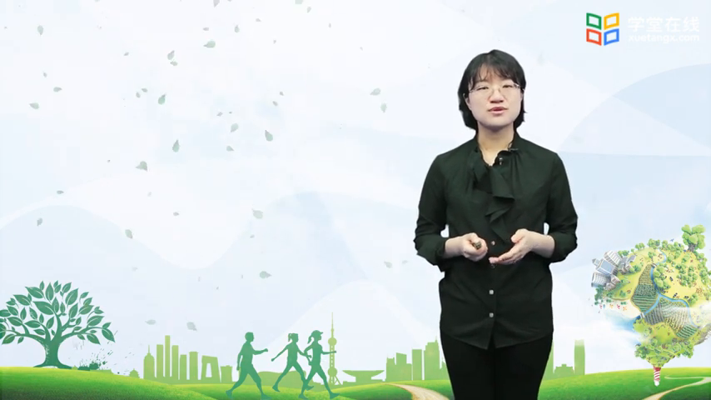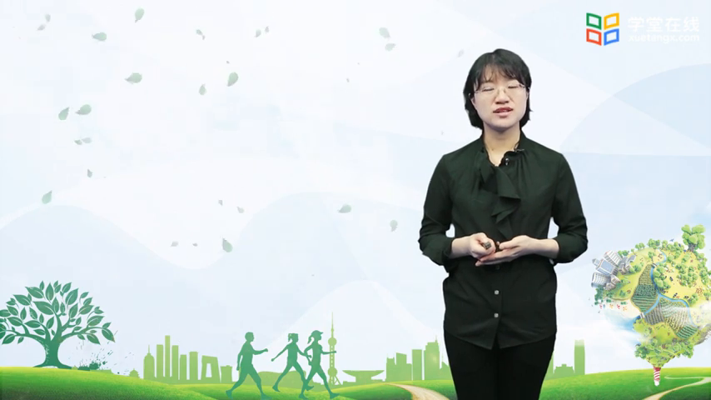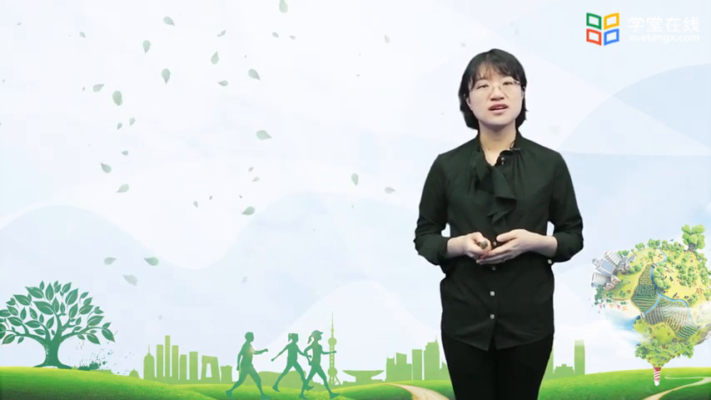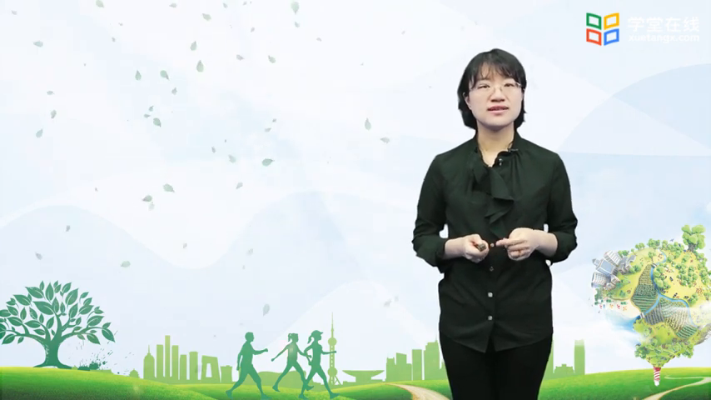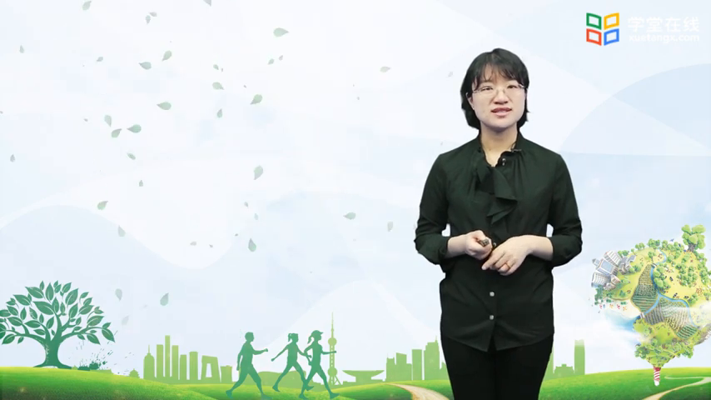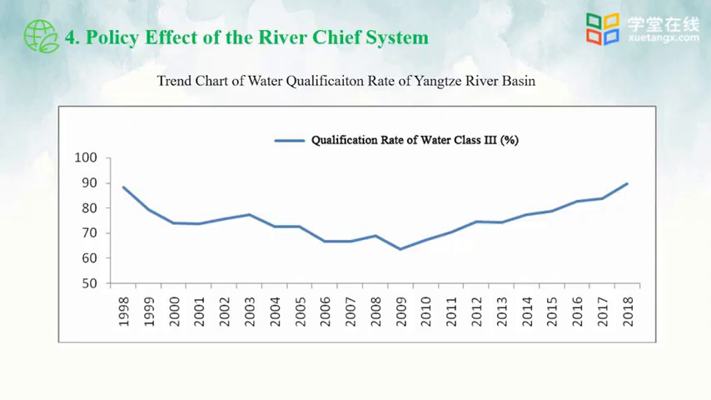This line represents the qualification rate of water class 3. Quality of class 3 refers to the water quality complying with the requirements for drinking water for human beings, so it is an important reference. Of course, the water quality improvement since 2008 may not be entirely because of the implementation of the river chief policy. There may be other socio-economic variables.